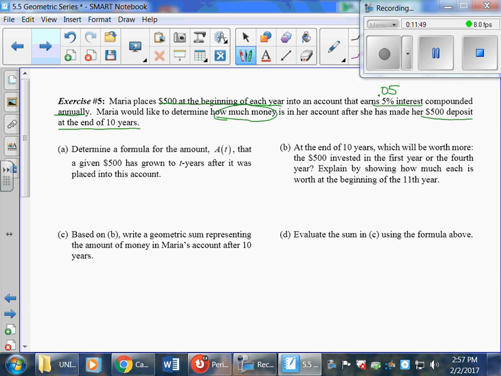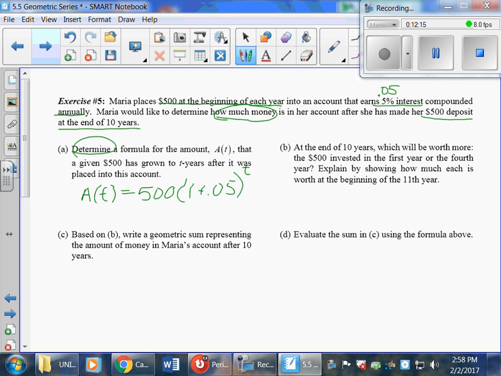So basically, what we're saying here is, now this says determine a formula for the amount A of t that a given $500 has grown to t years after it was placed into the account. Well, that's simple enough because that's what we've been doing all along. A of t is equal to my initial amount. We're increasing, so it's 1 plus 0.05, raised to the t.